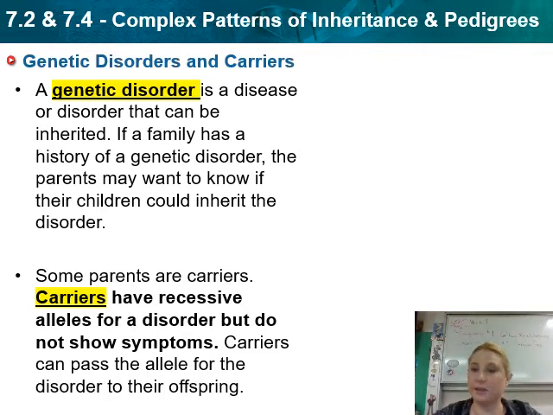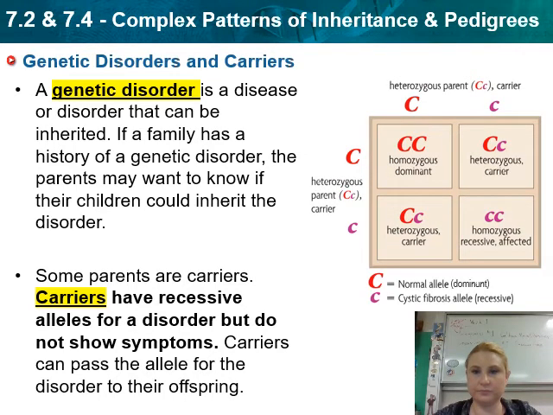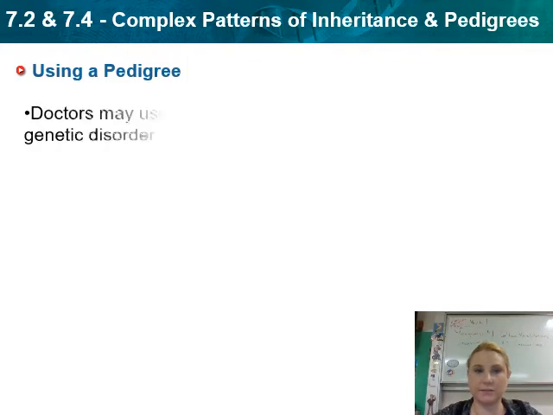They have a good copy to cover up the copy that has the disorder. But carriers can pass that allele, that version, on to their babies. And we're going to work through some Punnett squares showing this process.